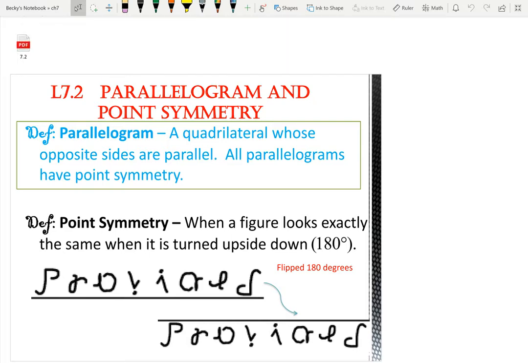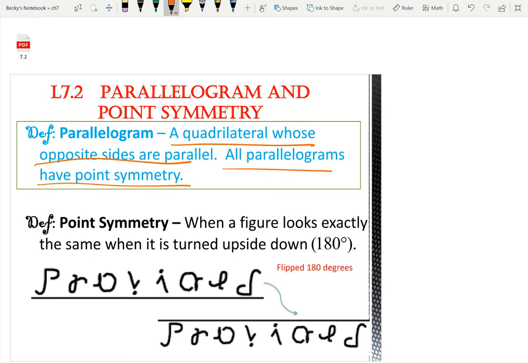As we go through this chapter, you need to write down the definitions of all these things because they're going to get confusing at the end. So, this one seems pretty easy: the four-sided shapes whose opposite sides are parallel. Important. Now, really not part of the definition, but I added it in here: all parallelograms have point symmetry.